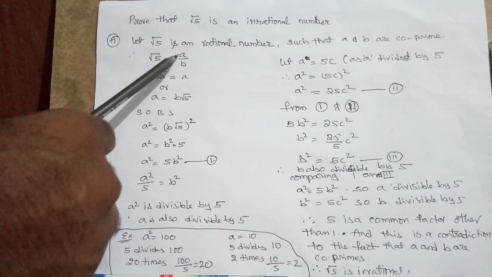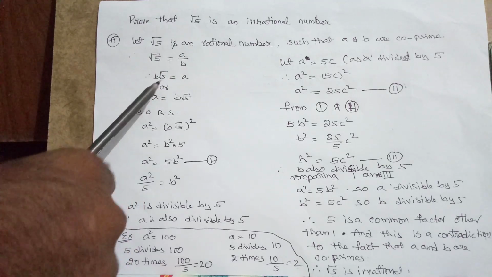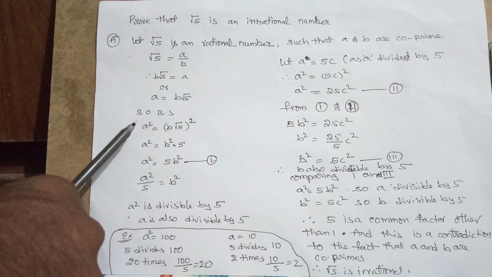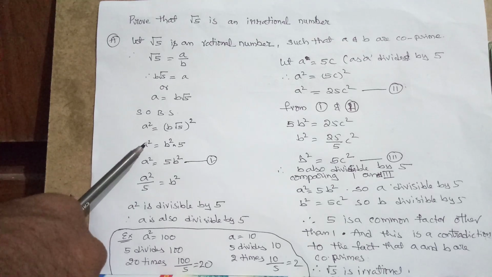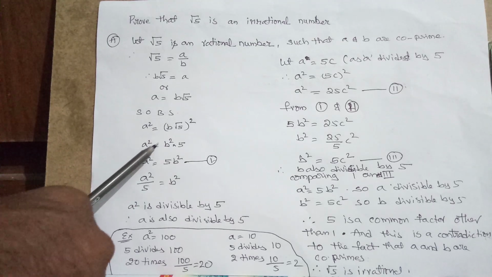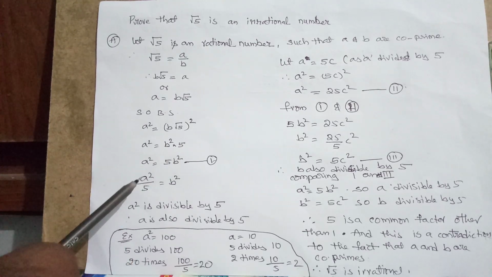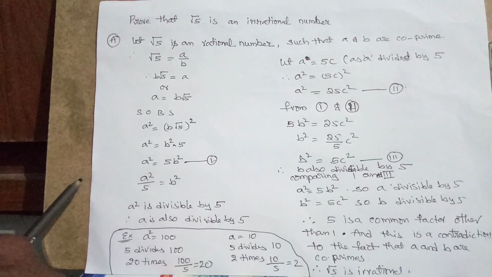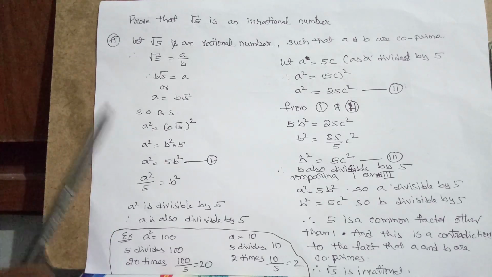Take root 5 is equal to a by b. Bring b to this side. That is a is equal to b root 5. Square on both sides. a square is equal to b root 5 whole square. Therefore, a square is equal to b square into 5. Therefore, a square is divisible by 5. Now we stop here. That's one step.